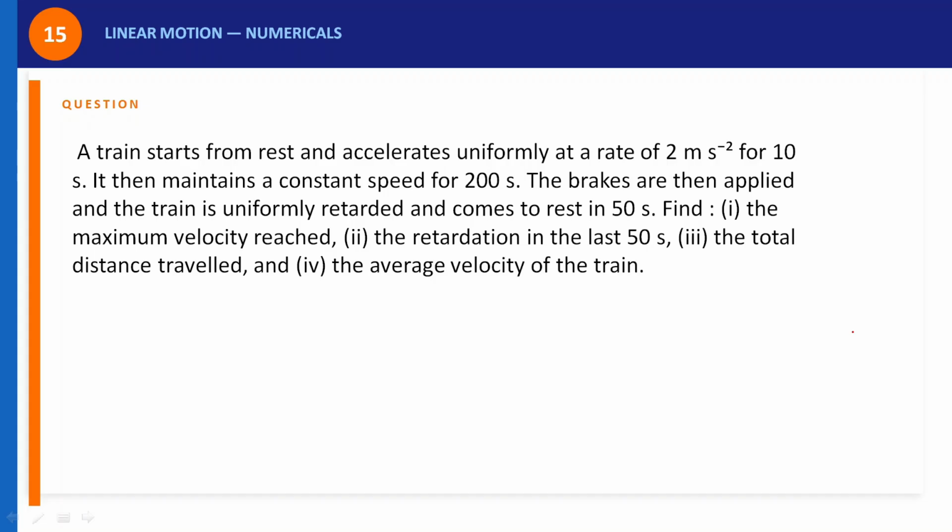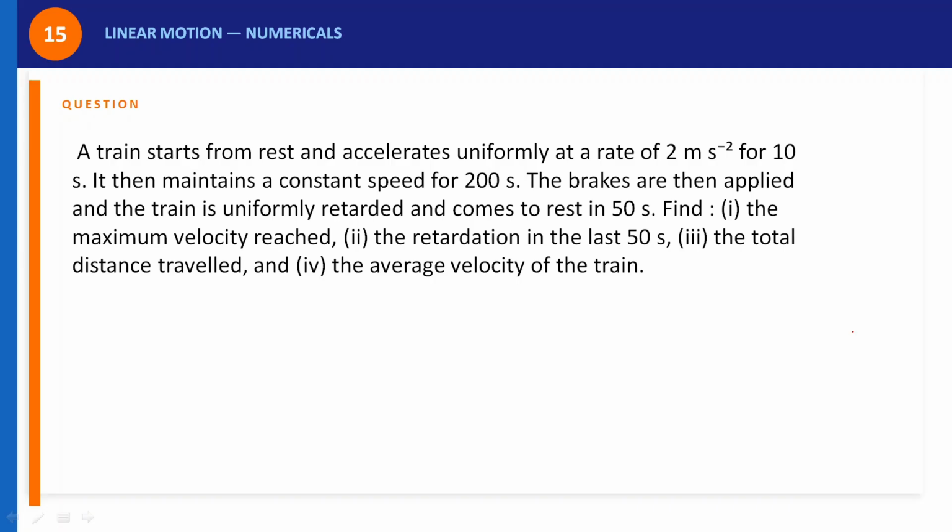Question number 15. A train starts from rest and accelerates uniformly at a rate of 2 meter per second square for 10 seconds. It then maintains a constant speed for 200 seconds. The brakes are then applied and the train is uniformly retarded and comes to rest in 50 seconds. Find the maximum velocity reached, the retardation in the last 50 seconds, the total distance traveled and the average velocity of the train.